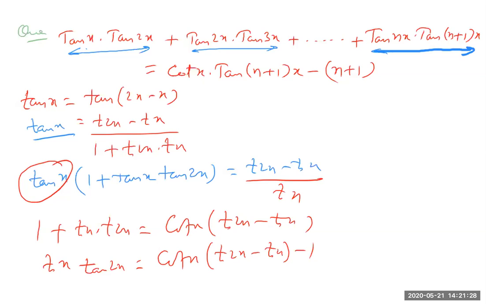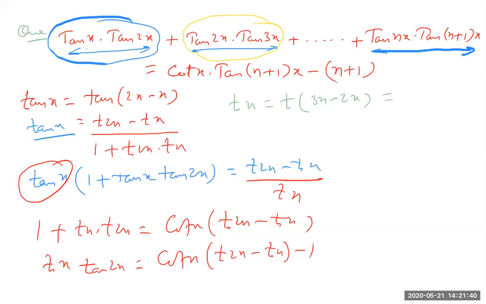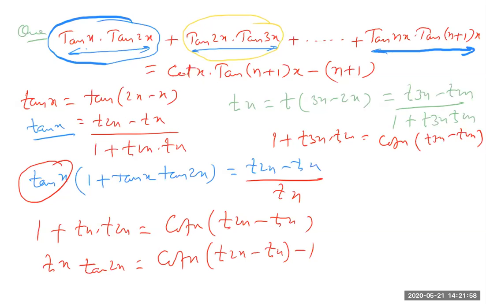So this first thing will be eliminated by this. Similarly, for the second bracket, I will write tan x is equal to tan(3x minus 2x). So this is equal to (tan 3x minus tan 2x) upon (1 plus tan 3x tan 2x). So from here, if you cross multiply, what will you get? 1 plus tan 3x tan 2x is equal to cot x into (tan 3x minus tan 2x). So again you will get tan 3x into tan 2x is equal to cot x into the difference of them, minus 1.